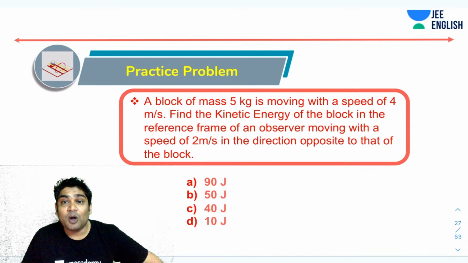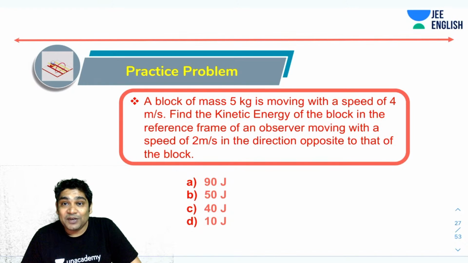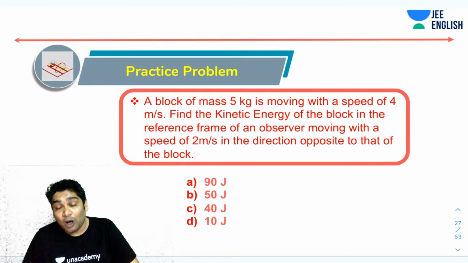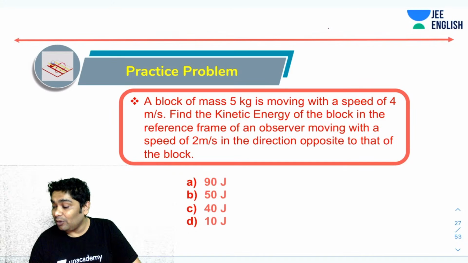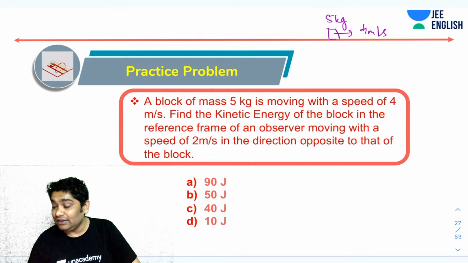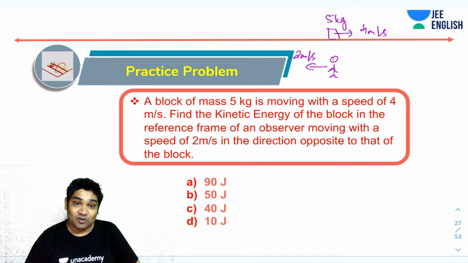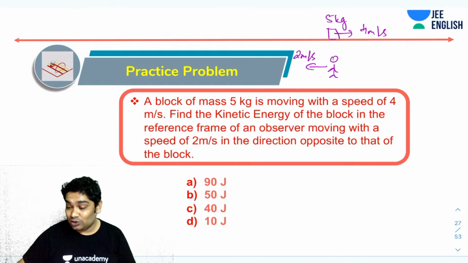Find the kinetic energy of the block in a reference frame of an observer moving with a speed of 2 meter per second in the direction opposite to that of the block. So you have a block of 5 kg which is moving with a speed of 4 meter per second in the ground frame. You have to calculate the kinetic energy of this in the reference frame of an observer which is moving in the opposite direction with 2 meter per second. So in the reference frame of this observer, what will be the kinetic energy? So let's quickly have this.